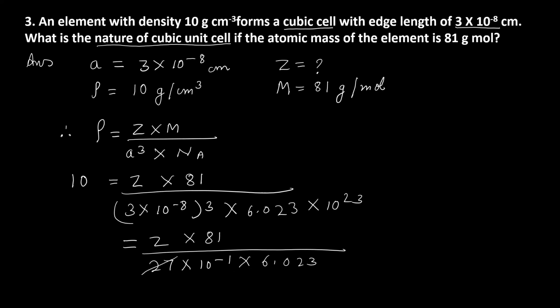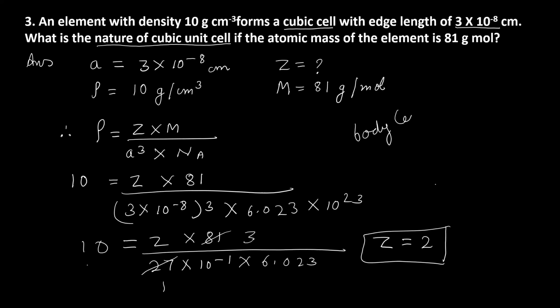So this will cancel 3, 27 by 3 is 9, and this will cancel 10. So 10 into 10 to the power minus 1 becomes 1, and this is 6. So Z comes out to be approximately equal to 2. Since Z is 2, therefore this is a body centered cubic unit cell.